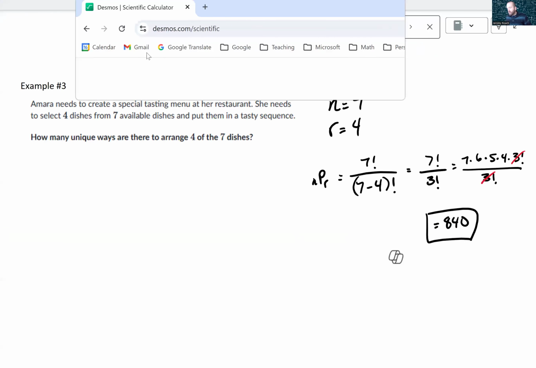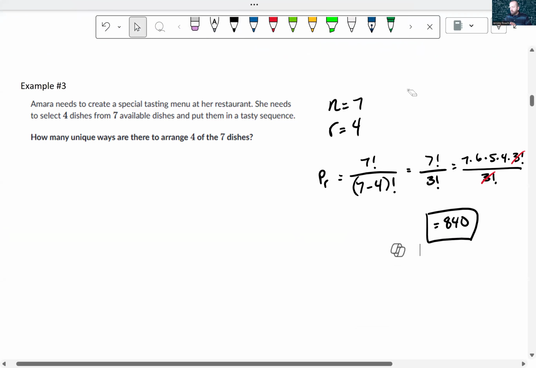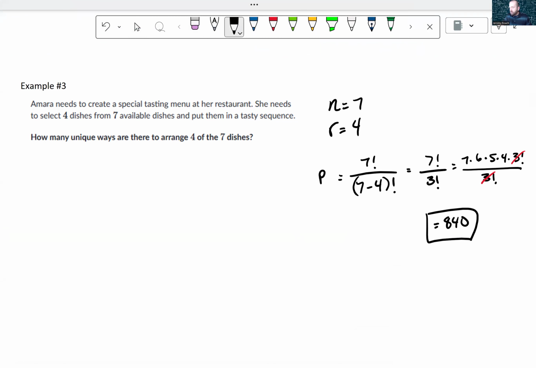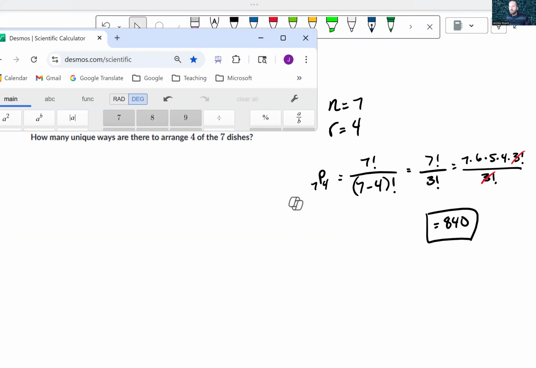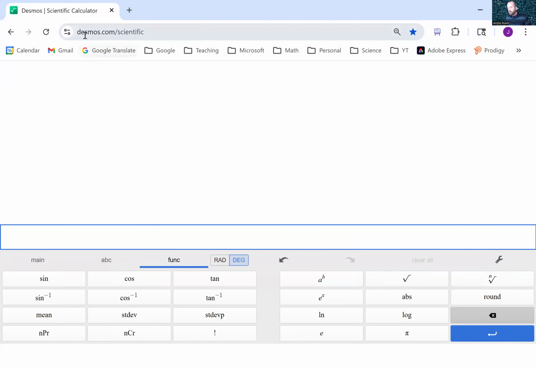So let's type this same amount in here. So we're doing 7 choose 4, and I should have written that here. Let me write that here. 7P4. All right. So we're going to go to function on the scientific calculator. This is from desmos.com/scientific. And then we're going to click nPr, and then you just type 7, 4, and it'll give you the same answer of 840. So that's how you do that on the calculator.